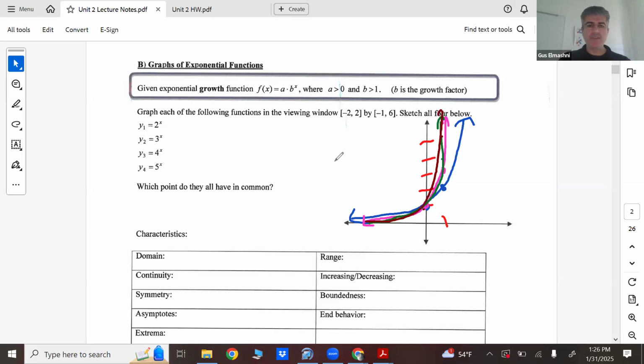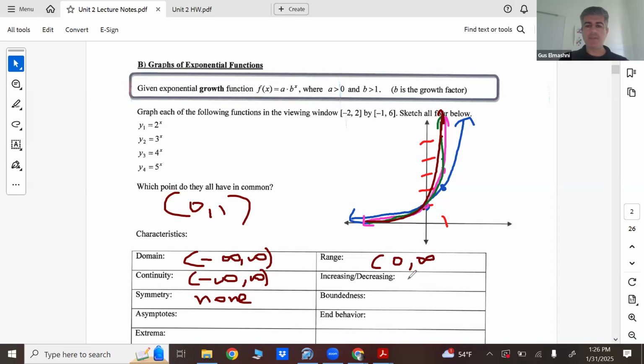You have that. So what do they have in common? Their characteristics are all the same. The domain is all real numbers. Continuity: everywhere. Symmetry: none. What is continuity? It's the interval where it's continuous, but it's continuous everywhere. The range is from 0 to infinity. It's always increasing.